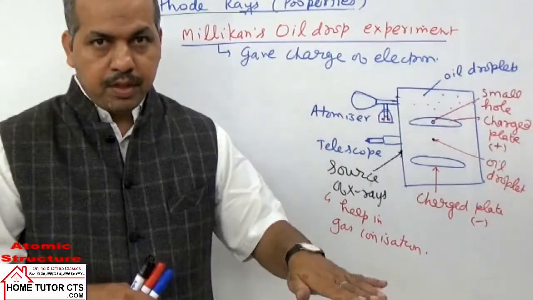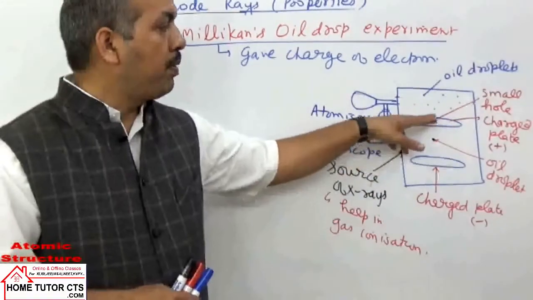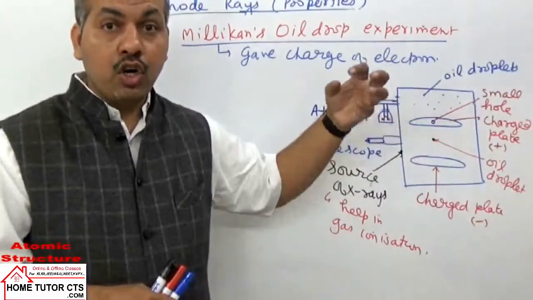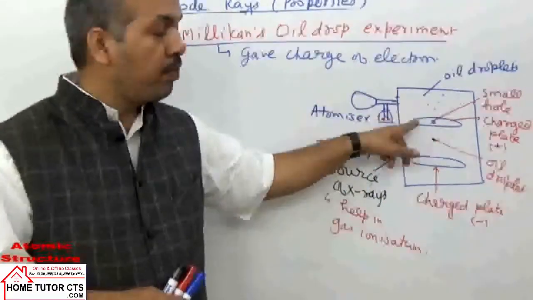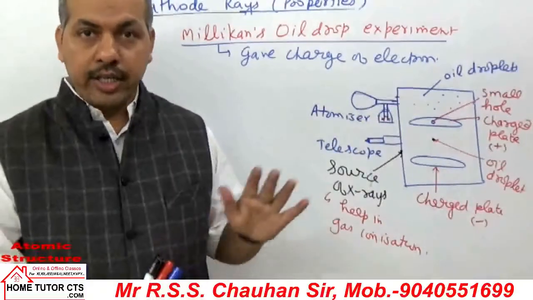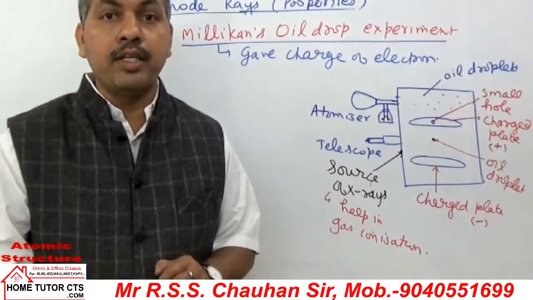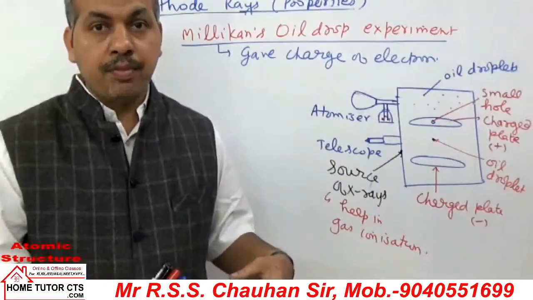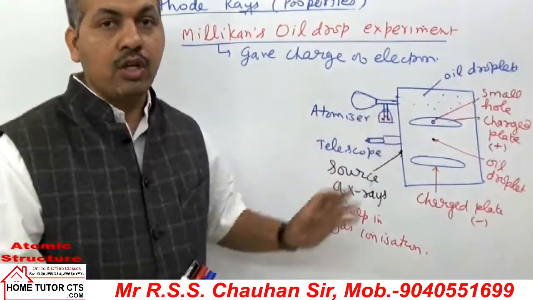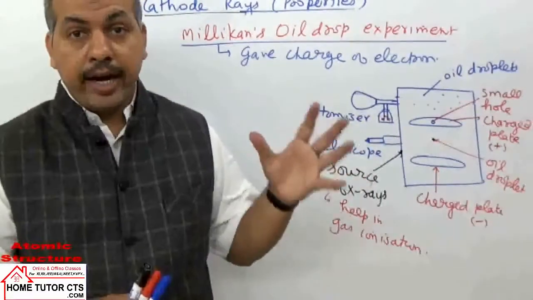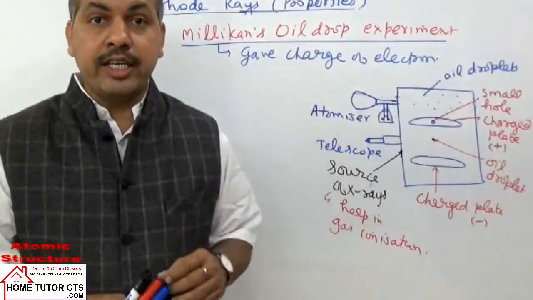They fall below, no doubt, under the effect of gravity, but at the same time, by applying the electric field, the oil droplet gets charged. When oil droplets are charged, they are attracted by the positive plate. So by adjusting the strength of the electric field, and also applying the magnetic field simultaneously, the oil droplet can be made stationary, and then from the known strength of the electric and magnetic fields, we can find the charge on the oil droplets. The charge on the oil droplet comes because of electrons.